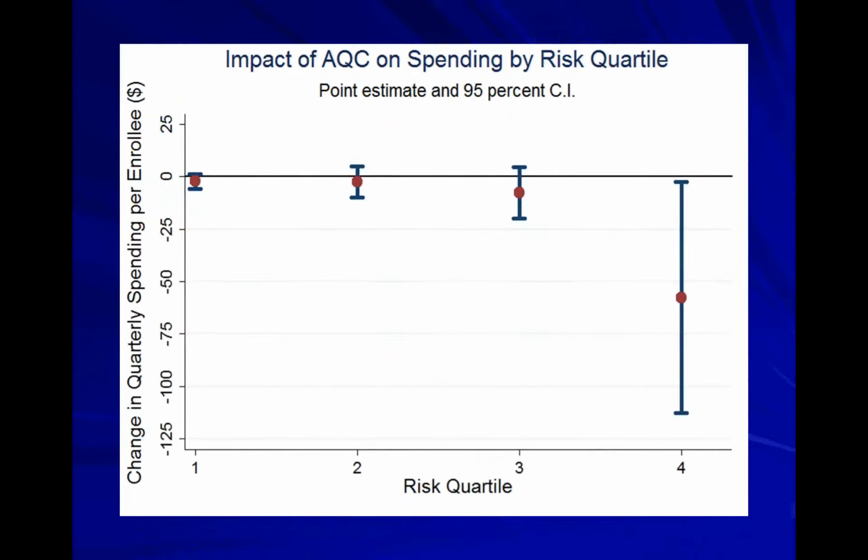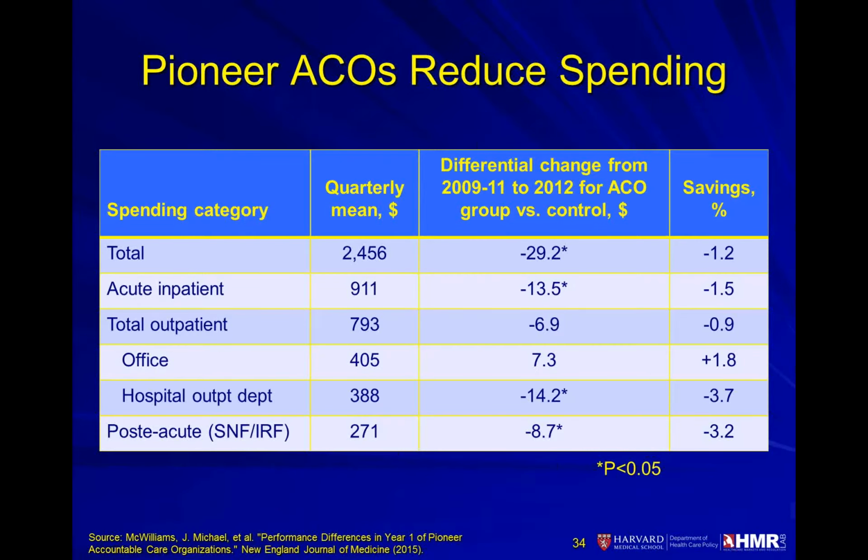Most of the savings were in the sickest patients, so we broke the patients out into risk quartiles. Of course, healthcare spending is very skewed. Most of the money is spent in the fourth quartile, and that's where most of the savings were. Obviously, people are very worried about quality. Well, before I talk about quality, in the AQC that I was just discussing, the measures of quality suggest they actually got better.